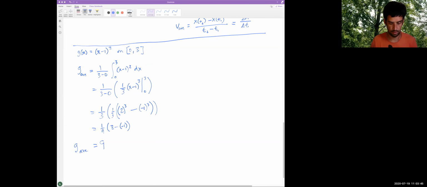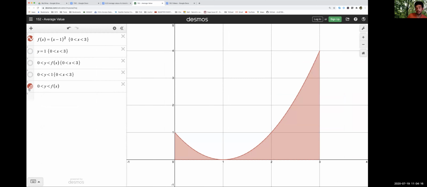Sorry, everything has decided to stop working all of a sudden. I'm not quite sure why. Ah, there it is. Okay. Let me remove a couple of things. All right, here's our function. Okay, this is the function (x minus 1) squared over 0 to 3.